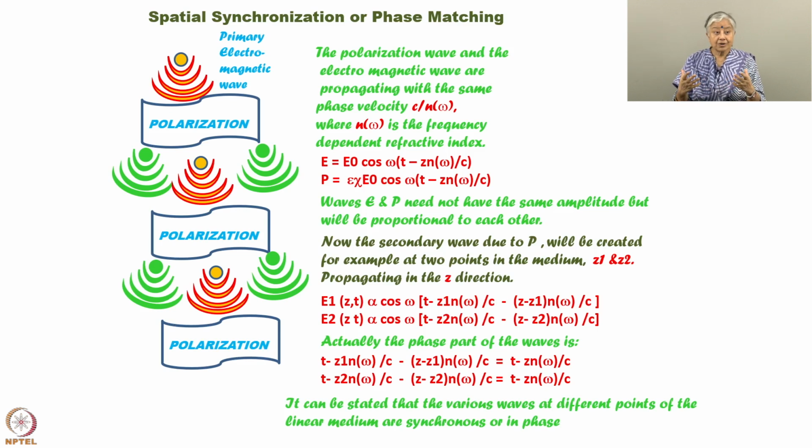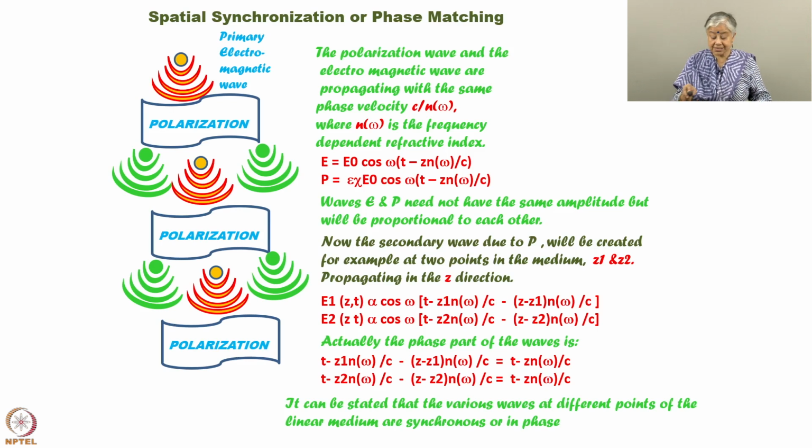So, they are kind of phase matched, or even if it is not exactly the same, they are related to each other by a certain phase which is constant. The easiest way is to think that there is no phase difference between the two, which this equation shows here. So, it can be stated that the various waves at different points of the medium are synchronized or in phase. That is the outcome of this.